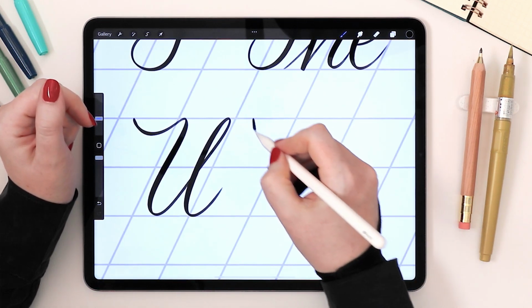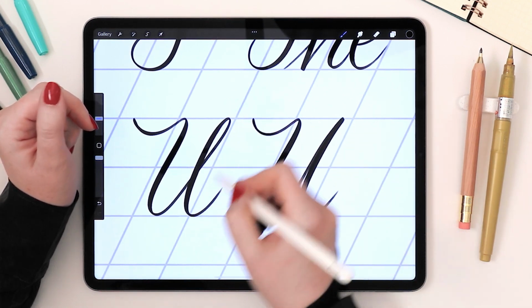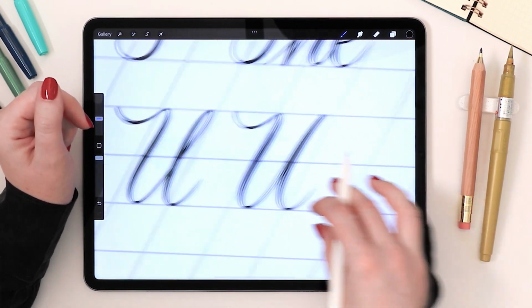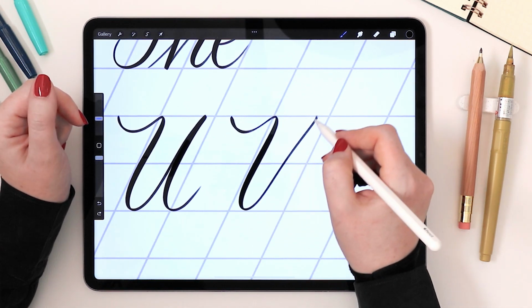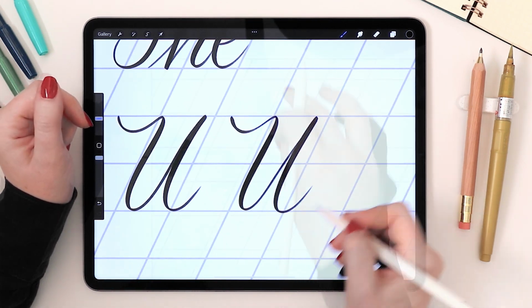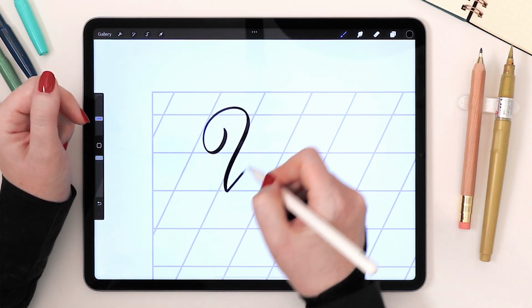You have just these nice curved downstrokes, and you can choose whether or not you want to loop them coming down or not. That's really another personal preference thing. This again is a letter that would be pretty easy to connect to the following letter. Uppercase V is always a fun one for me.